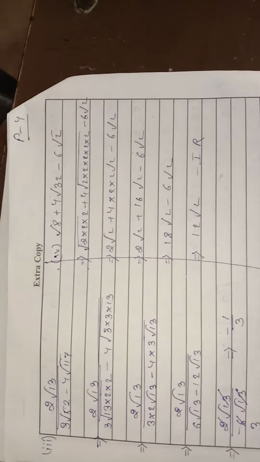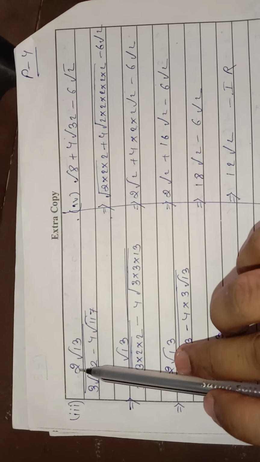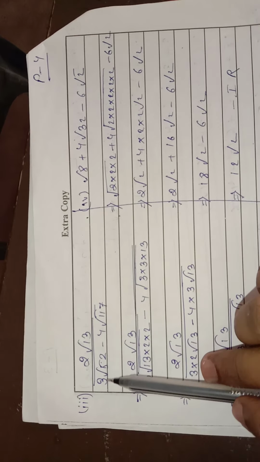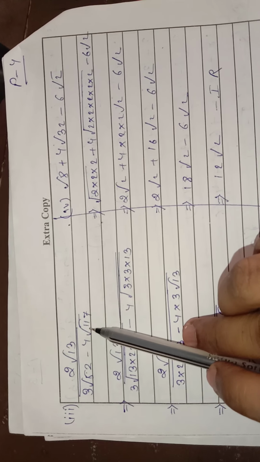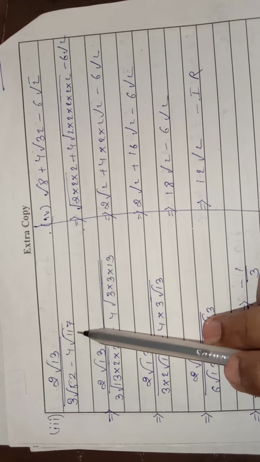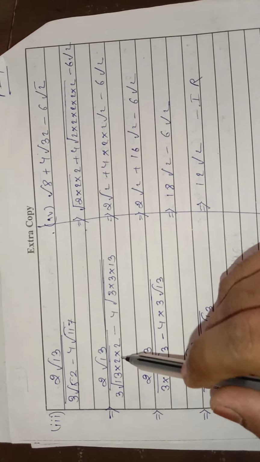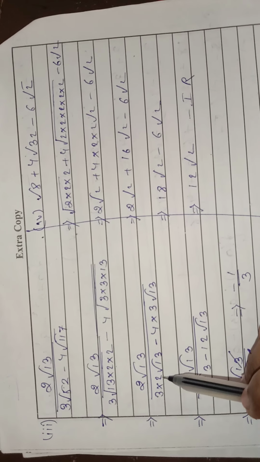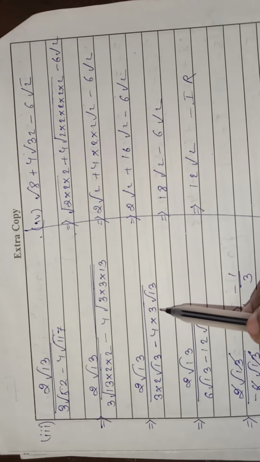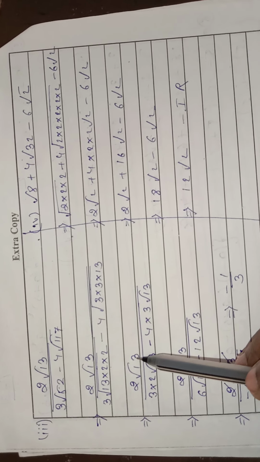Here, question number 3. 2 root 13, 3 root 52 minus 4 root 117. This we can break, and here this also we can break. As we have studied, if two 3s are there, one 3 we can take out common. So 2 root 13 is on top.